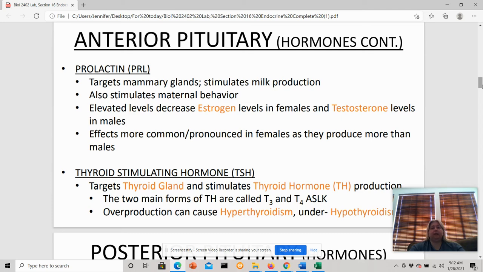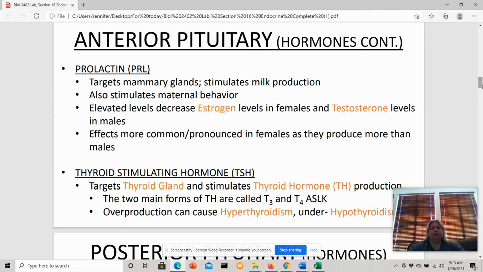The P in PIGS is for prolactin, and this is going to target mammary glands and stimulate milk production. And it's important that you remember which hormone stimulates milk production and which hormone stimulates milk ejection. So milk production is stimulated by prolactin. If you're having a hard time remembering that, prolactin starts with the P, production starts with the P, and so there you go. It also stimulates maternal behavior.